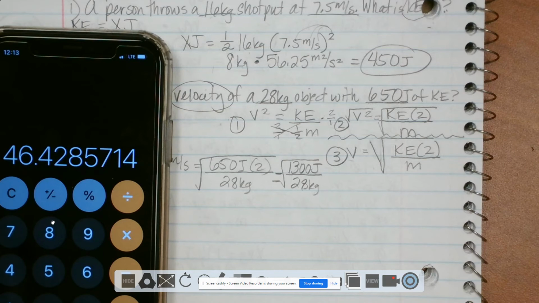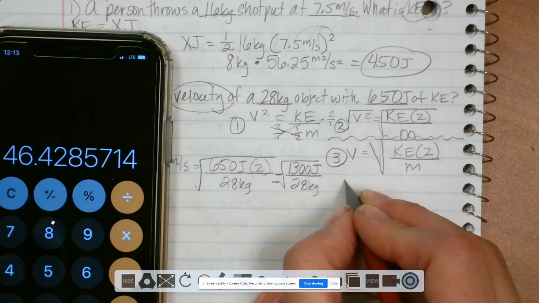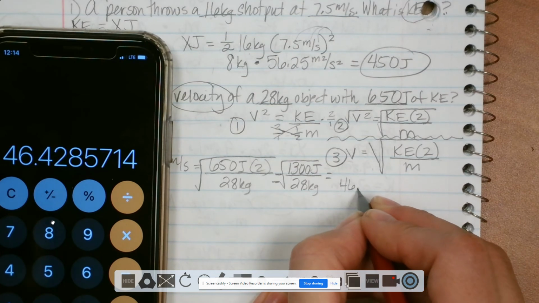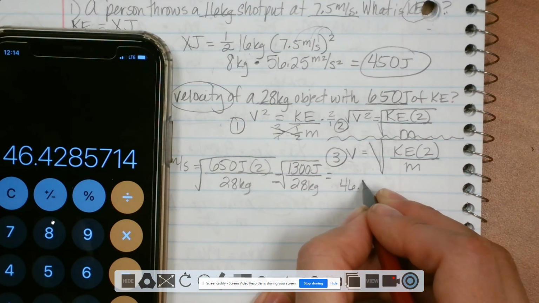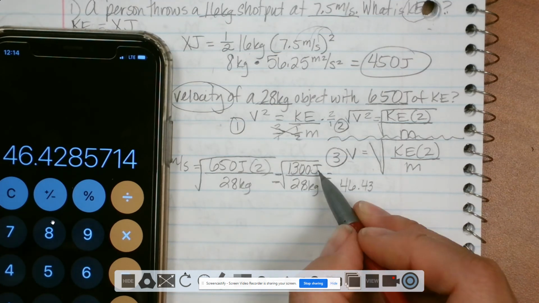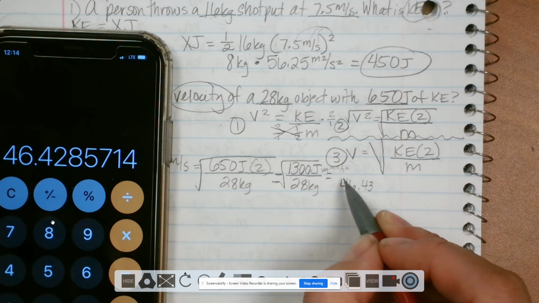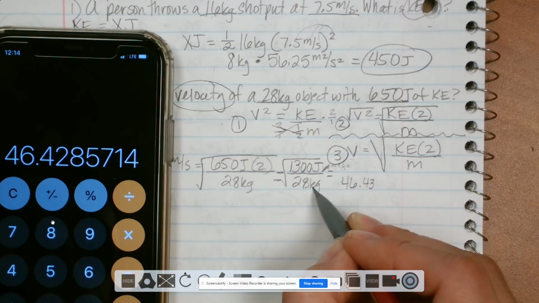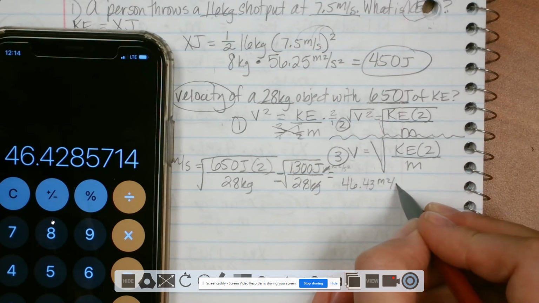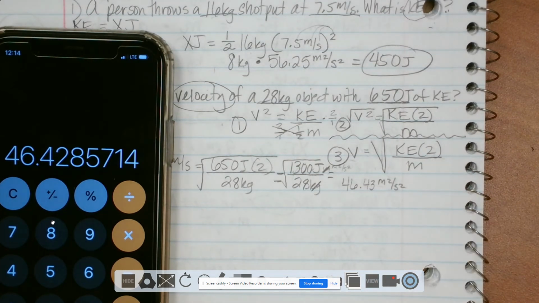And it's going to give me 46, I'm going to move it down here, 46 point, let's go 43. Now, a joule divided by a kilogram. Remember, if I break down a joule, it's kilograms meters squared per second squared. So my kilograms cancel. That leaves me with 46.3 meters squared per second squared. Wait, what? Meters squared per second squared?